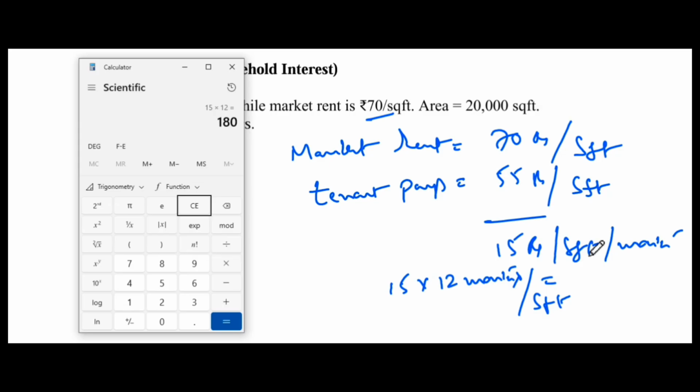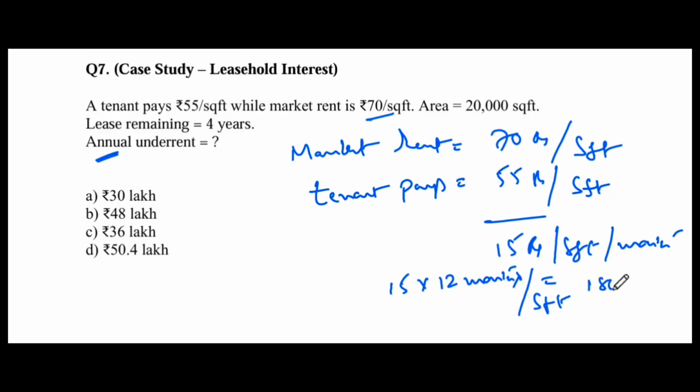Rupees per SFT. This is the under rent. This is the benefit getting by the leaseholder. Who is getting this 15 rupees into 12 months benefit? Leaseholder, not freeholder. Because the leaseholder is paying under rent. By having market rent of 70 rupees, he is paying just only 55 rupees. So the leaseholder is getting the benefit, right?